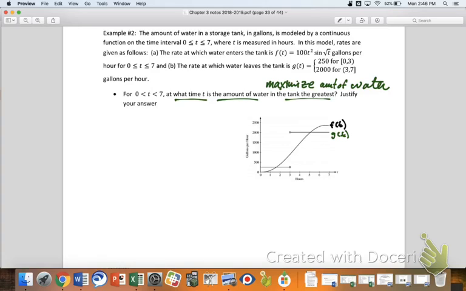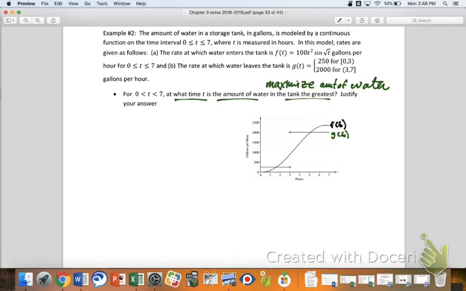in other words, the rate of change of the amount of water, equal to 0 or DNE. Then we'll use the first or second derivative test. So where is my equation for the amount of water? Be careful with that, because f of t and g of t are rates of change of the water. I'm looking for an equation for the amount of water. Do you see it anywhere?